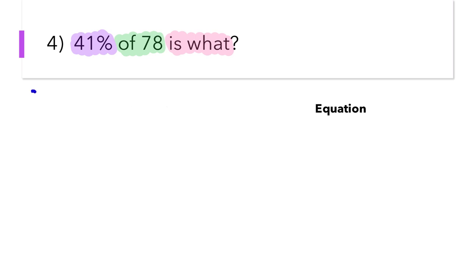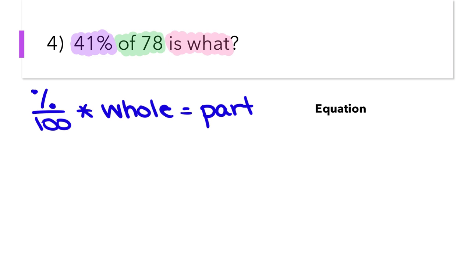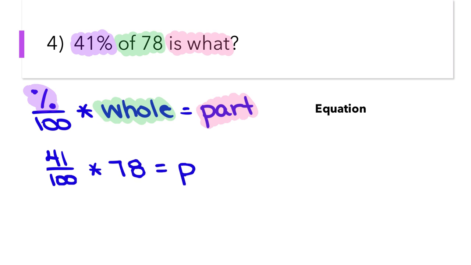Our basic equation is the percent over 100 times the whole is equal to the part. So percent times whole equals part. Nice and color coded. So when I go to plug my numbers in, I have 41 over 100 times 78 is going to give me the part. Why did we put the 41 over 100? Because it's a percent, and it needs to be converted to a decimal.